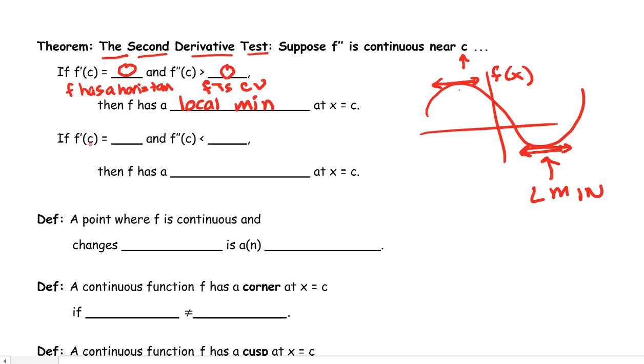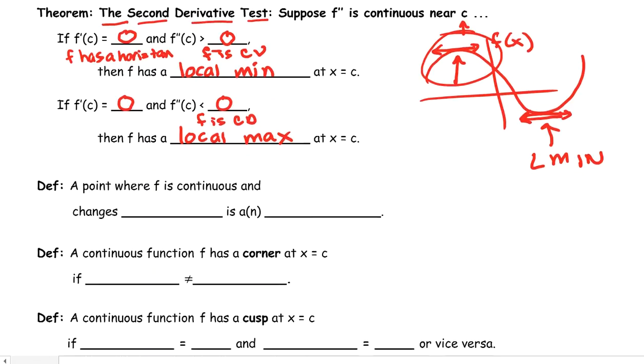All right, so what if f prime is equal to 0, so a horizontal tangent, but this time f double prime is less than 0, so that means that f is concave downward. Well, how can that happen? Look at right here. This is the only way that f could have a horizontal tangent and be concave downward. The only way that can happen is if f has a local maximum. So don't spend too much time memorizing that. Think about your hills and valleys of the graph.